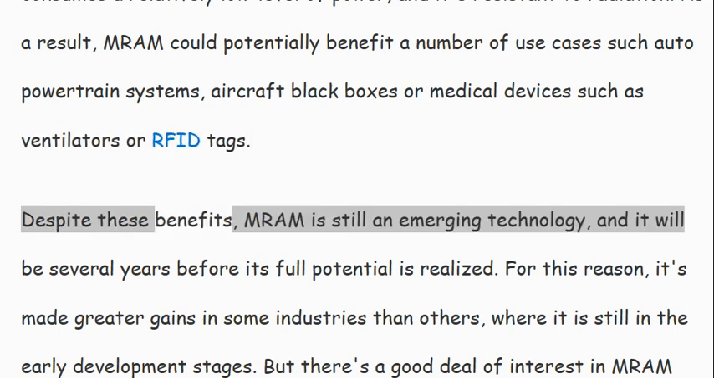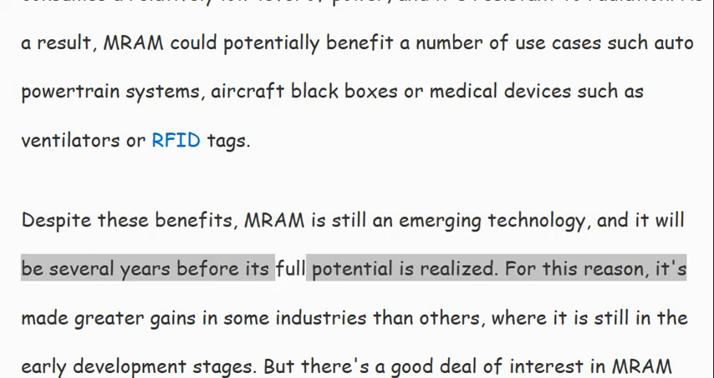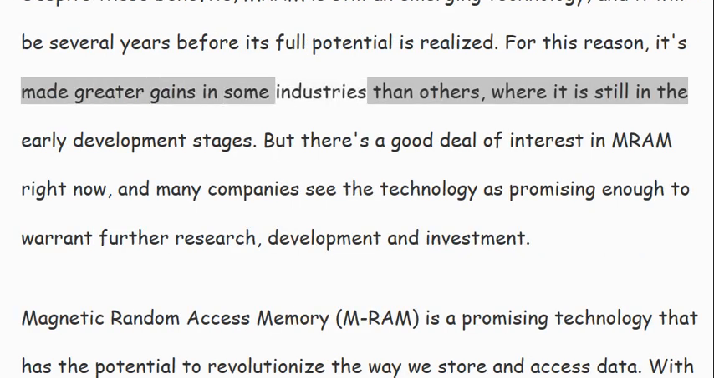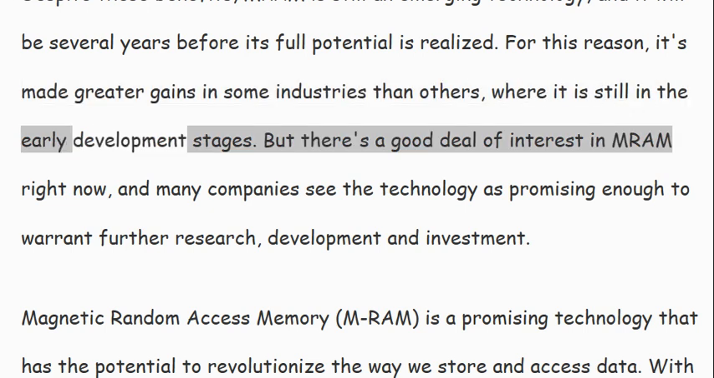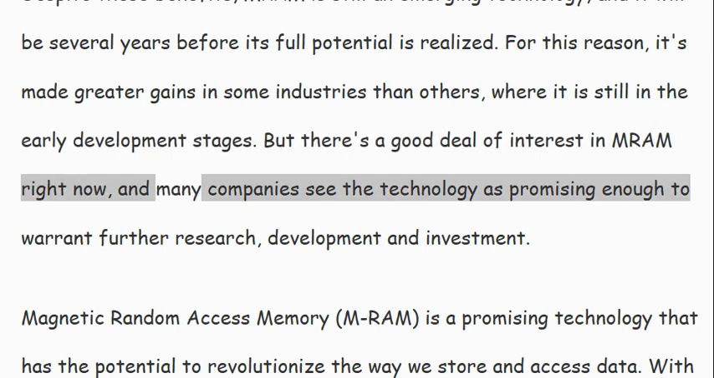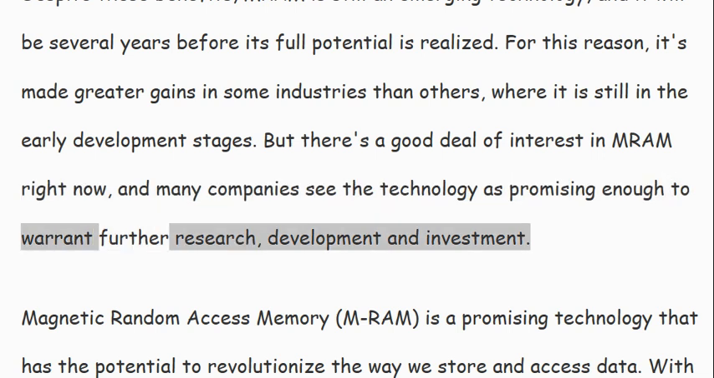Despite these benefits, MRAM is still an emerging technology, and it will be several years before its full potential is realized. For this reason, it's made greater gains in some industries than others, where it is still in the early development stages. But there is a good deal of interest in MRAM right now, and many companies see the technology as promising enough to warrant further research, development and investment.